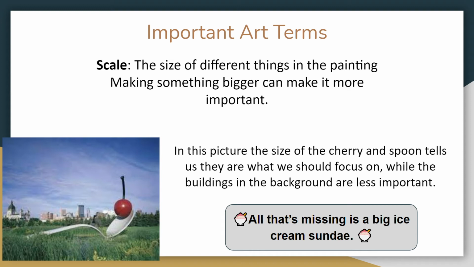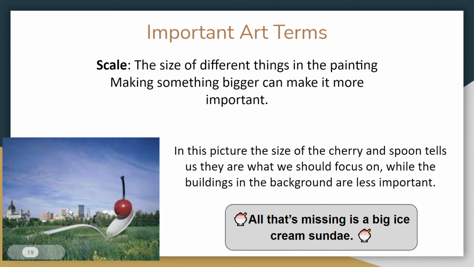But anyway, let's get back to the important art terms. Our last important art term is scale, right? Scale. The size of different things in the painting. Making something bigger can make it more important. Like in this picture, right? In this picture, the size of the cherry and spoon tells us they are what we should focus on, while the buildings in the background are less important.